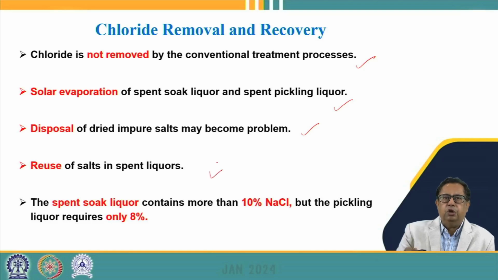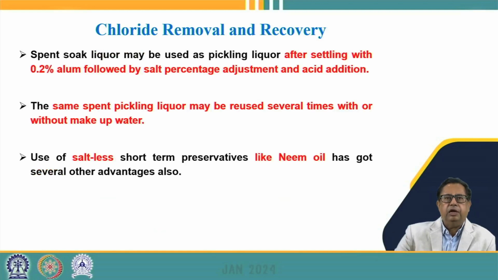However, we can reuse the salt which is used in the spent liquors. For example, the spent soak liquor may contain nearly 10% of the salt, whereas the pickling liquor may only require 8%. So what we can do here is that the spent soak liquor may be used as a pickling liquor after adjusting the percentage of salt here. That is, we can go for the addition of acids, or we can go for the addition of alum. For example, 0.2% of alum may be used, and later on the settling may be done, after which the spent soak liquor may become suitable for the pickling liquor.